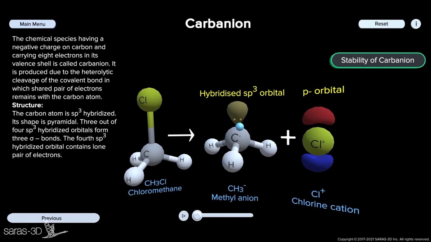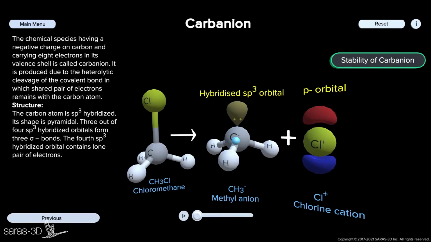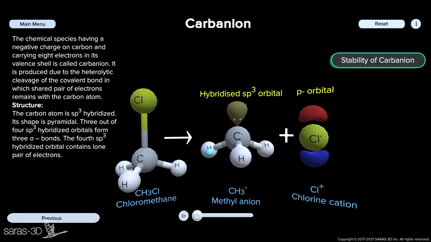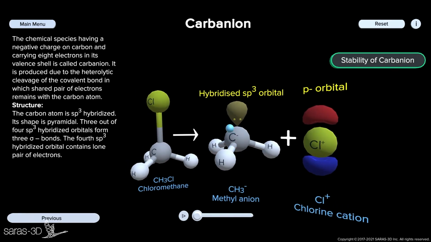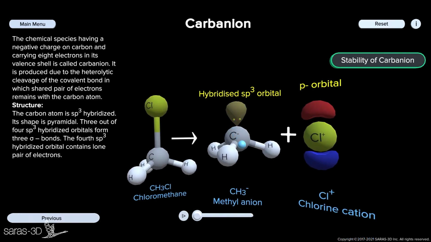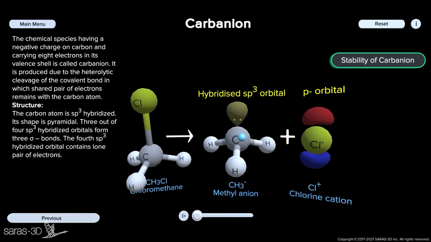Now, when you talk about the structure of the carbanion, which is the methyl anion here, we can see that the carbon atom is sp3 hybridized, okay? And its shape is pyramidal, as we can see here. Now, we have 4 sp3 hybrid orbitals, where 3 out of 4 sp3 hybridized orbitals form sigma bonds with the 1s orbital of a hydrogen atom. And what is left? One sp3 hybridized orbital is left that is going to contain the lone pair of electrons, okay? So as we can see here, this sp3 hybridized orbital has the lone pair of electrons. So this is what the structure of the carbanion looks like.